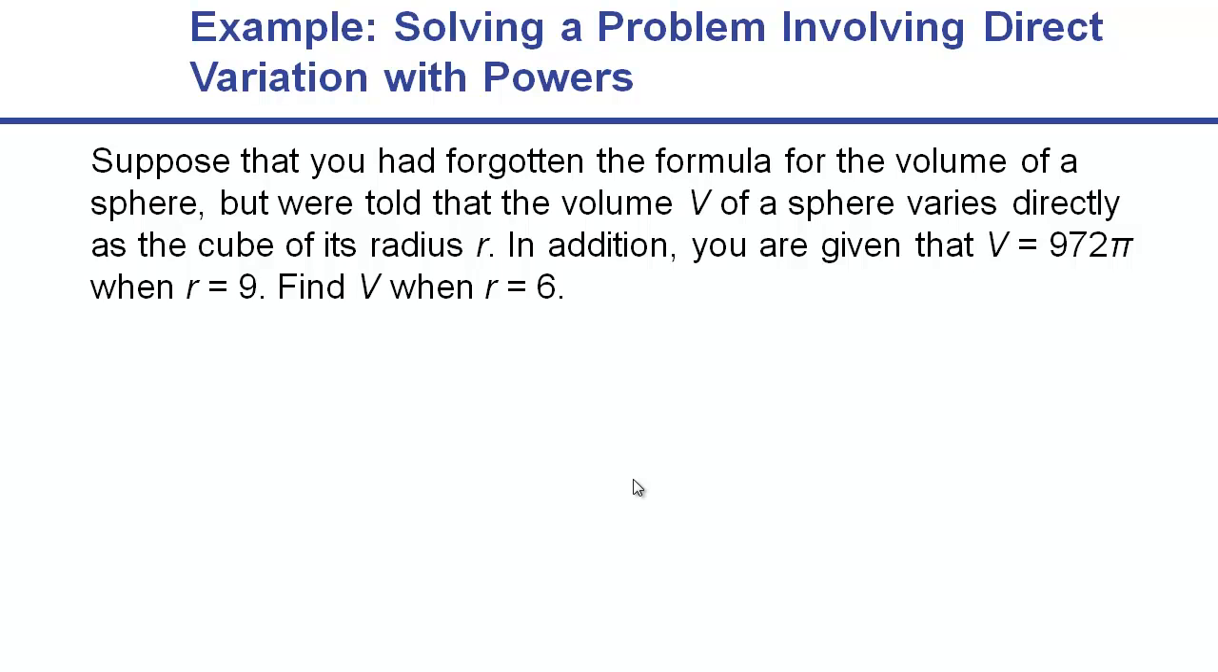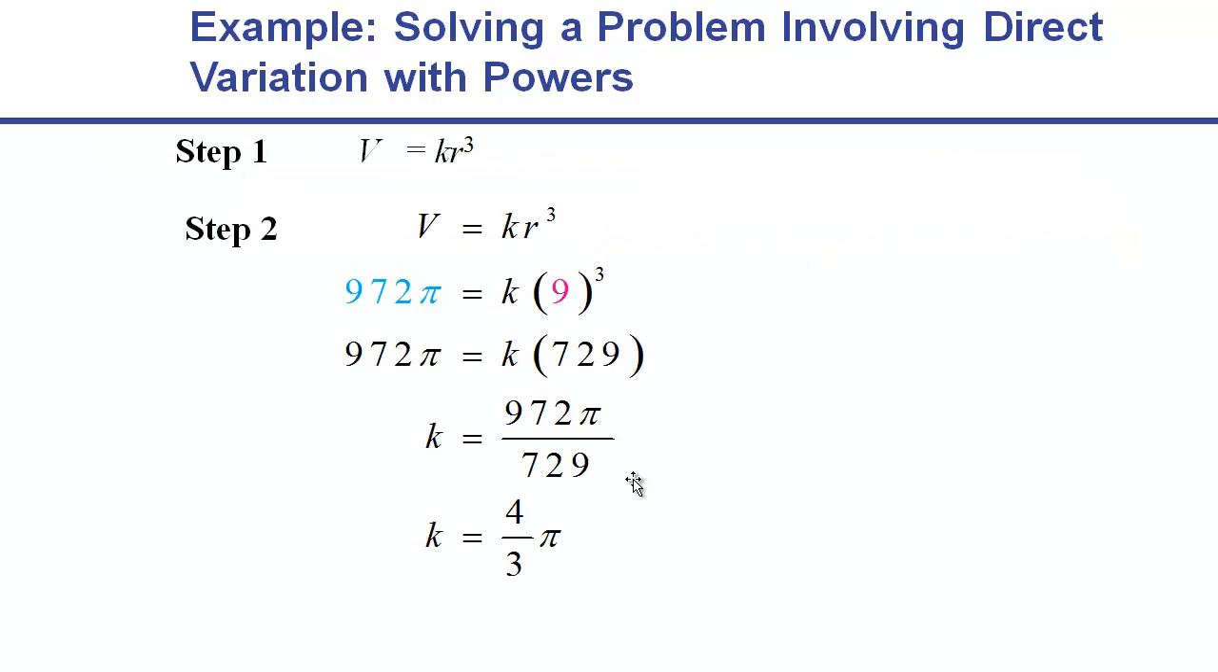Suppose that you have forgotten the formula for the volume of a sphere, but you were told that the volume of a sphere varies directly, right, there's your varies directly, as the cube of its radius. And then additionally, you're given that the volume equals 972 pi whenever r equals 9, and then they want you to find the volume when r equals 6. So you plug in what you know. They tell you that the volume varies directly to the cube of the radius. So there's your V equals k times r cubed. Then you plug in that first bit of information. They told you it was 972 pi was the volume when the radius was 9.